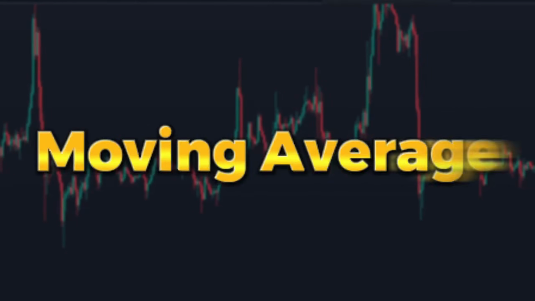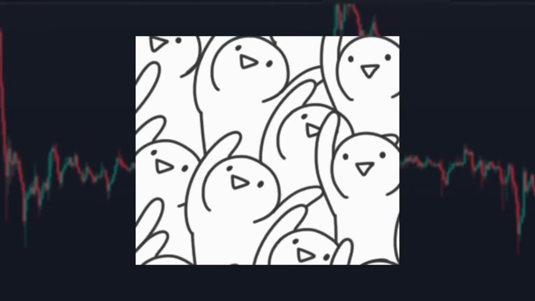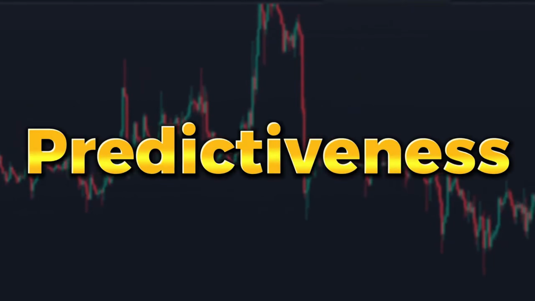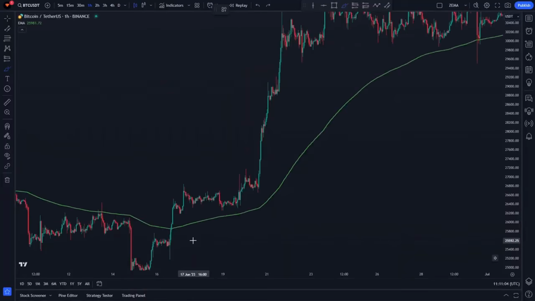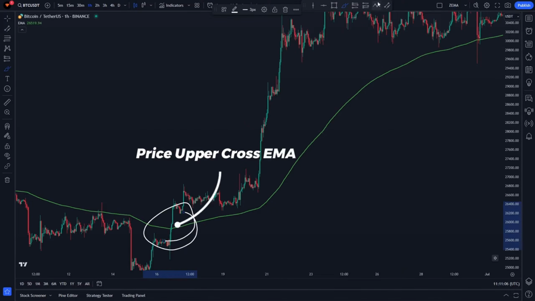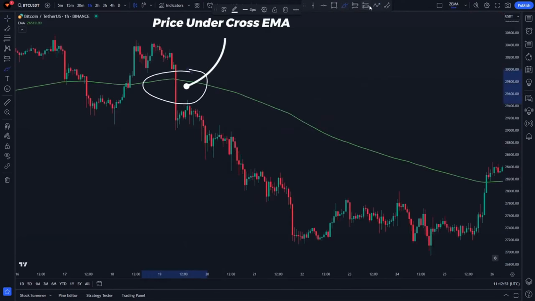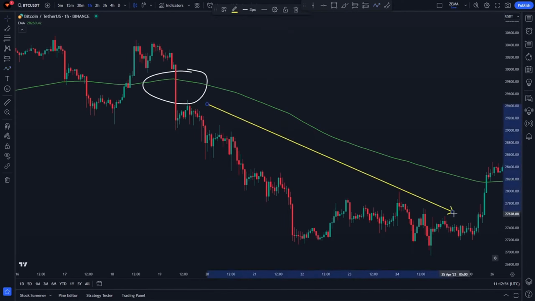Moving average. This indicator is the first one for lots of traders, known for its simplicity and powerful predictiveness. It is very easy to use. When price crosses above the EMA, it means a bullish trend. When price crosses under the EMA, it means a bearish trend.